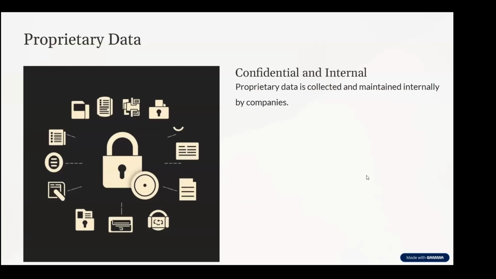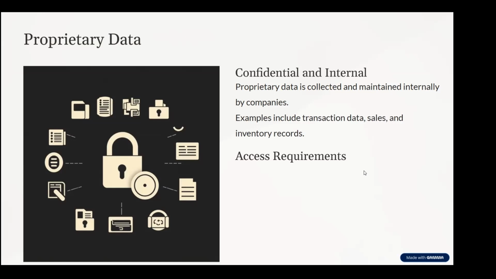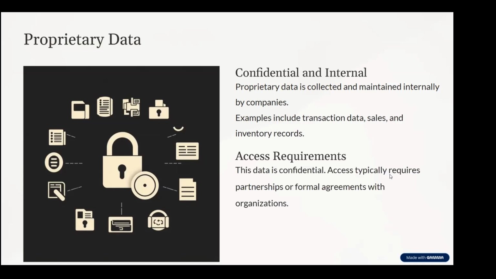So next, we will move on to proprietary data. These data are collected and maintained internally by companies. Examples would include transaction data, sales, and inventory records. This type of data is considered confidential, and access to this data typically requires partnerships or formal agreements with these organizations. Both types of archival data have their advantages and disadvantages.